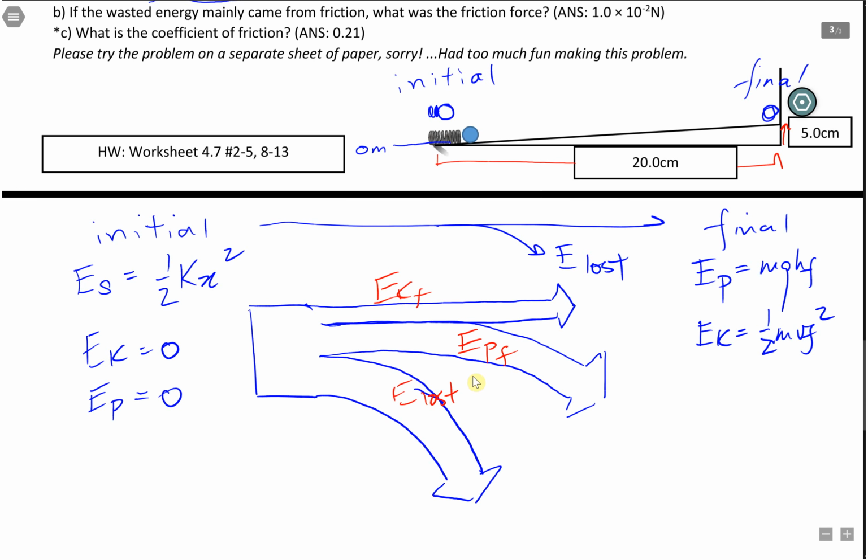Everything else is lost. This is how much energy I started off with, E initial. The only energy I had in the beginning was elastic potential energy.